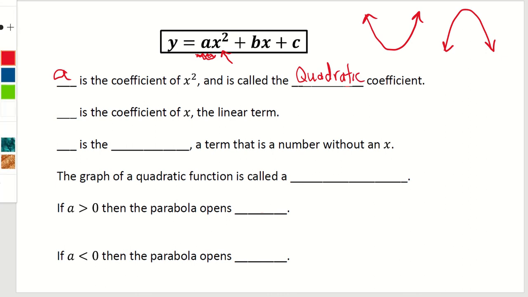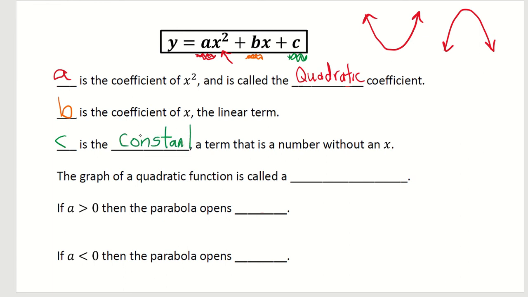What about the second part? Well, let's look at the letter b, which is next to the x. The b is the coefficient of x, and that's the part that we call the linear term. In other words, if the ax squared part was not there, it would just be of the form bx plus c. That'd be a linear equation. And lastly, the c part, we always call that the constant. Typically, that's just a plain number like 7 or 4 or -6.